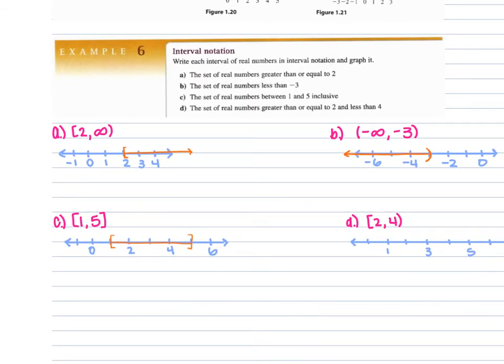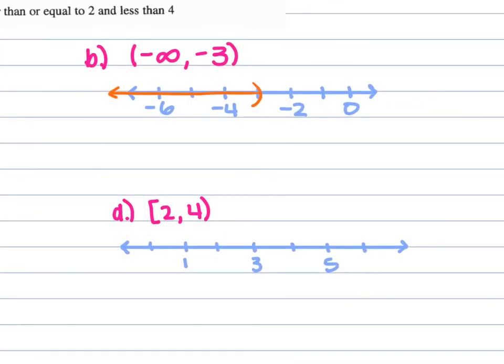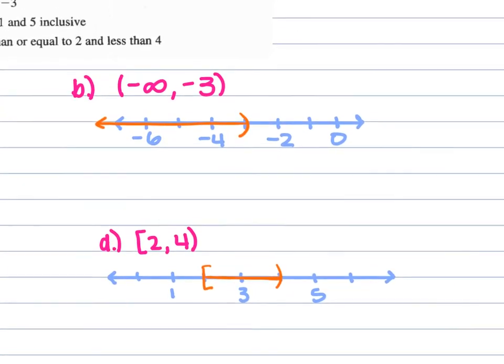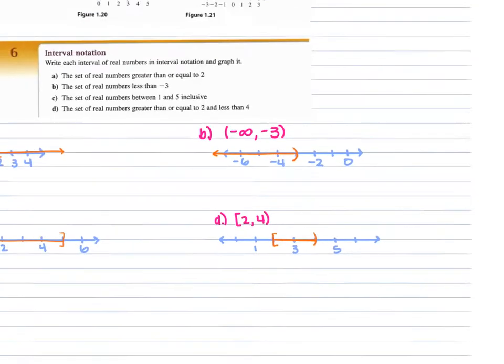For D, we have the set of real numbers greater than or equal to 2 and less than 4. Greater than or equal to 2 means it includes 2, so we'll have a bracket on 2, up to 4, but that doesn't include 4 because it's less than 4, so it'll be a parentheses on that 4. So on our number line, we're going to do the same thing. We're going to do a bracket on 2, parentheses on 4, and then connect our line between those.